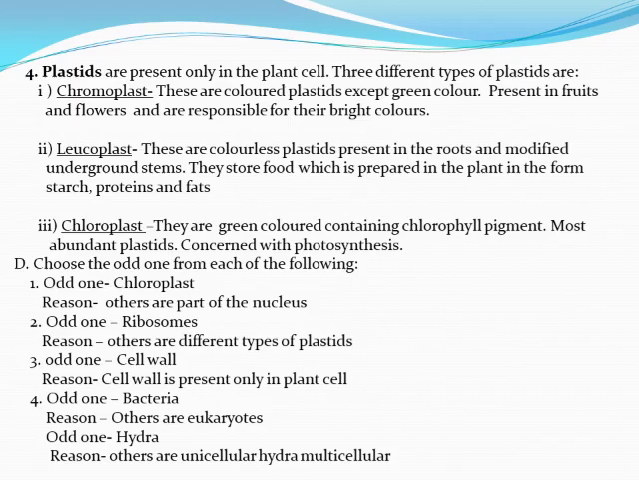Ribosomes. Okay, why ribosomes? You should know. The reason is others are different types of plastids. It is chloroplast, leucoplast, and chromoplast. All are different types of plastids. And ribosome is not a type of plastid.